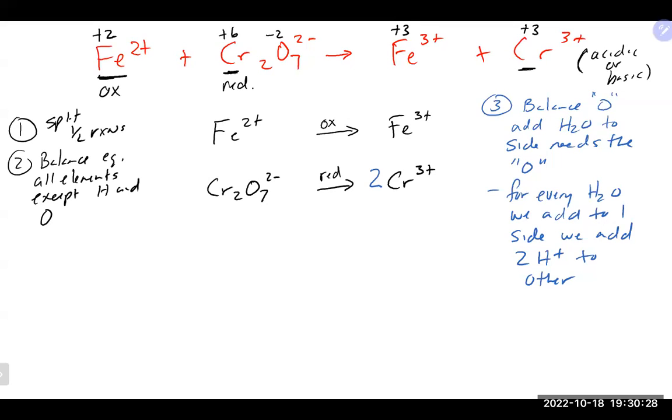So in this particular case, if we were to do that in terms of the iron, we do not need to do anything to the iron because there's no oxygen. But for the second half reaction, on the left-hand side, there are 7 oxygens.